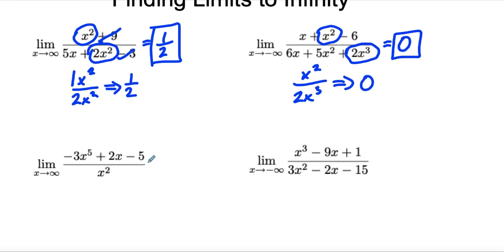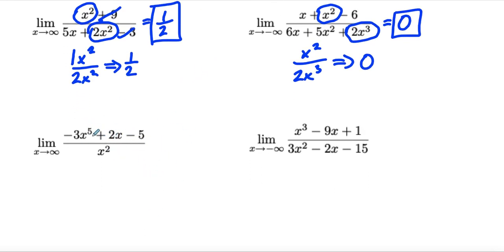Okay, let's look at a couple where it goes to infinity or negative infinity. So when that happens, let's first look at the numerator here. The highest power is negative 3x to the fifth. And in the denominator, we only have one term, and that's x squared. So we have a higher power over a lower power. And that means that as x goes to infinity, the numerator is going to grow faster.